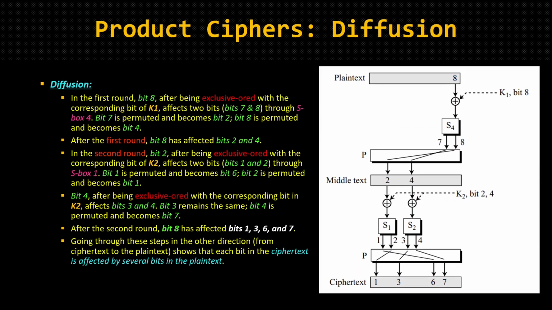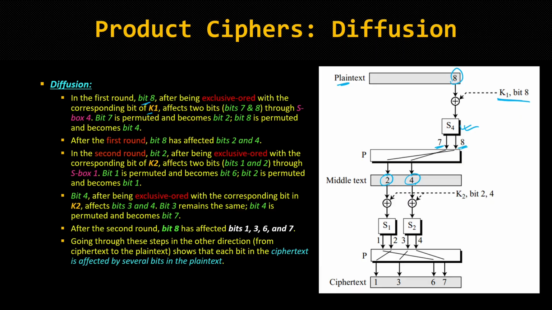Now, in our product cipher, we are maintaining 2 properties, diffusion and confusion. Let us see an example of how this is done. In this plaintext, in the first round, we have bit 8. After being exclusive OR with the corresponding bit of K1, this affects 2 bits, bits 7 and 8, through this S box. Then bit 7 is permuted and becomes 2, and bit 8 is permuted and becomes 4. So after the first round, bit 8 has affected bits 2 and 4.